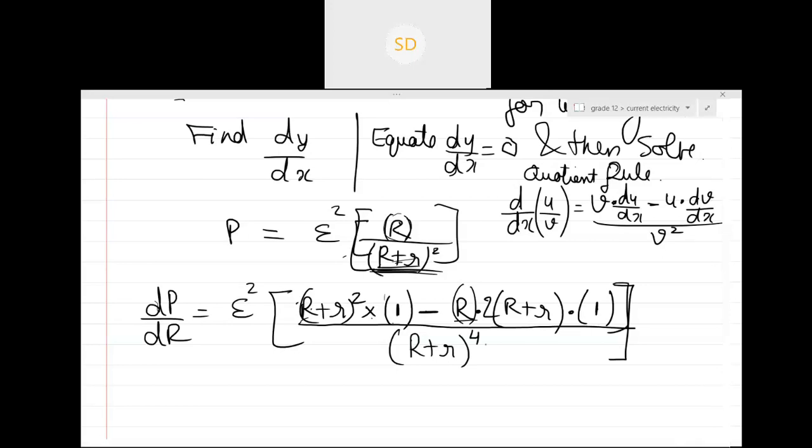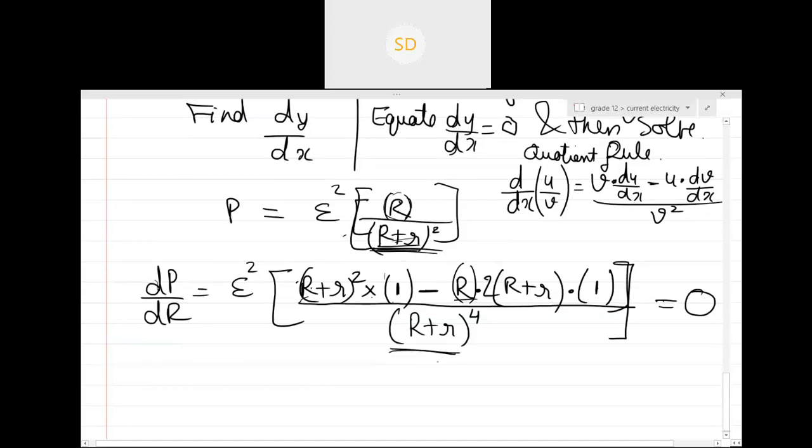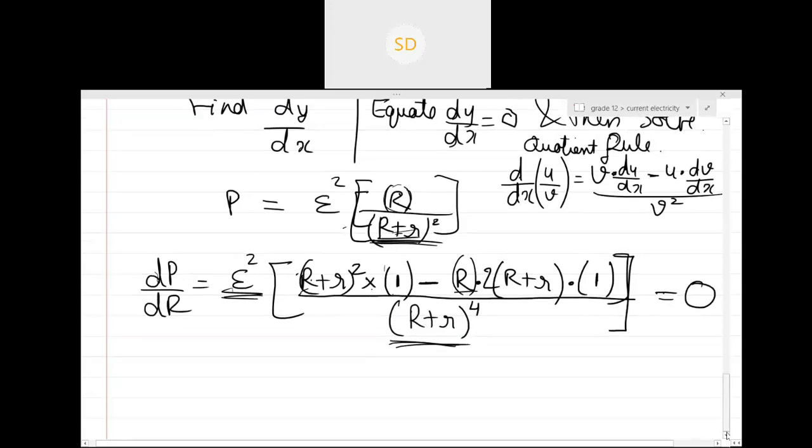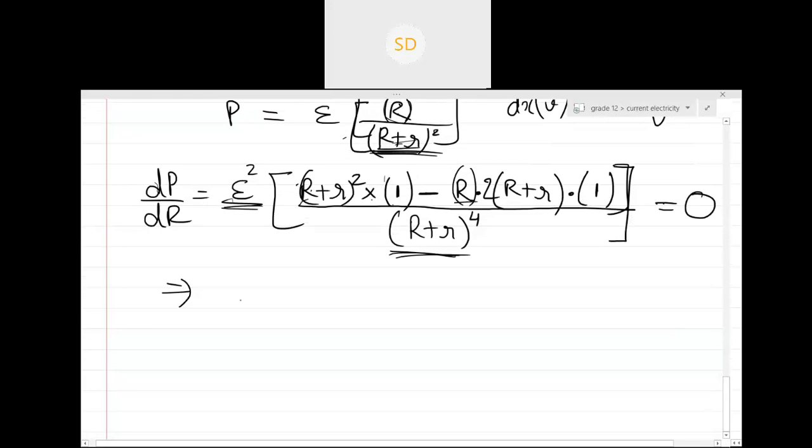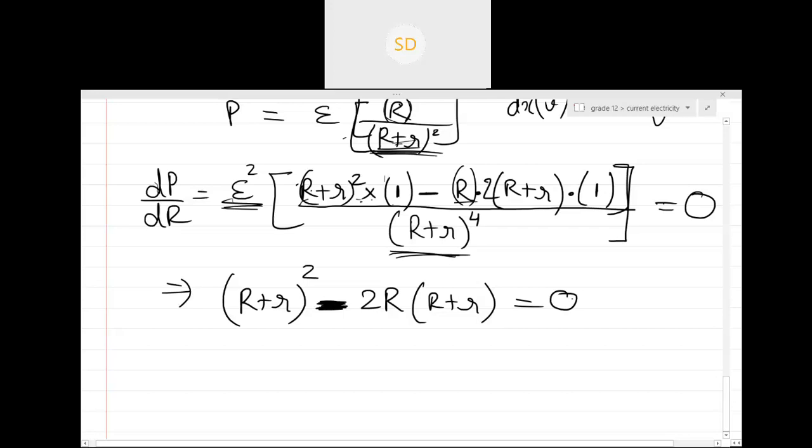Now, once you have found dp by dr, the second step is to equate it to 0. This cannot be 0 ever, so basically this term in the numerator will be 0, right? So for this to become 0, can I say R plus r whole square should be equal to twice of R into R plus r? For this to be 0, this whole numerator should be 0. Minus is equal to 0. Yes or no?